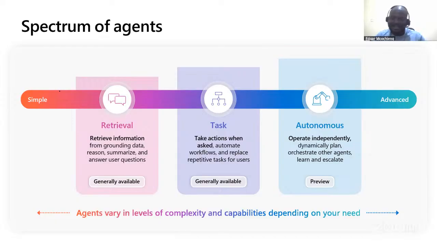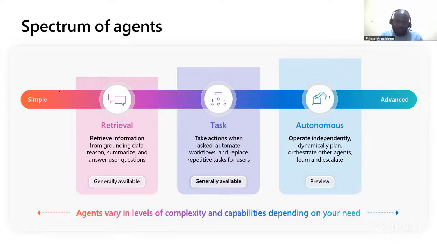So that's the power of an autonomous agent. It works independently, and we can have a human involved in it. It works dynamically, and it can orchestrate other agents. You remember I told you about orchestrating agents, that are agents working as a team. So it can orchestrate these agents, learn from them, and also escalate.